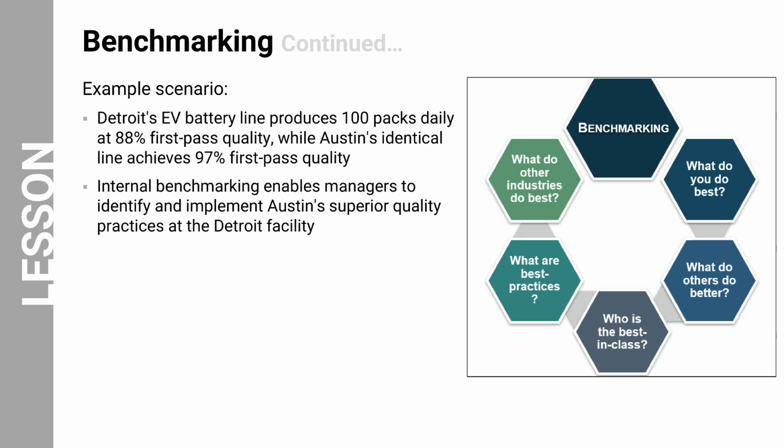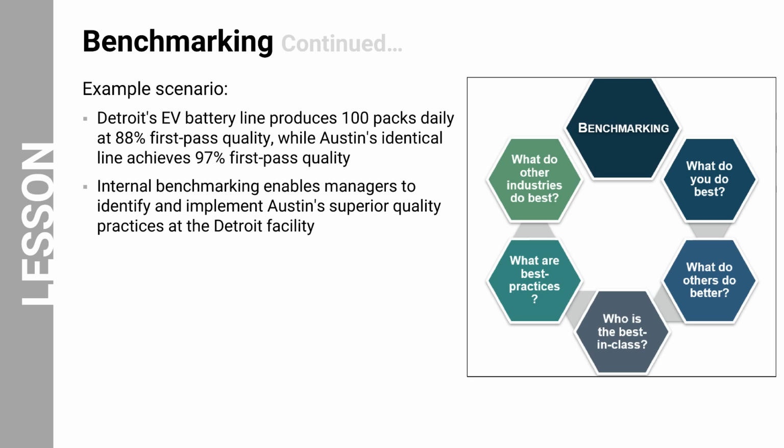For example, let's look at this hypothetical scenario where an EV battery assembly line at a company site in Detroit produces 100 battery packs per day with a first-pass quality rate of 88%. However, there is a similar assembly line in Austin producing 100 battery packs per day at a first-pass rate of 97%. Such an internal benchmark provides the company with a clear picture of line performance variations.